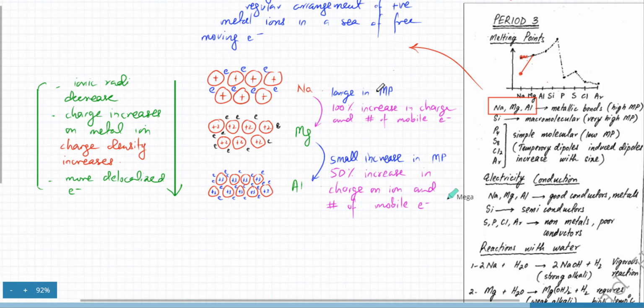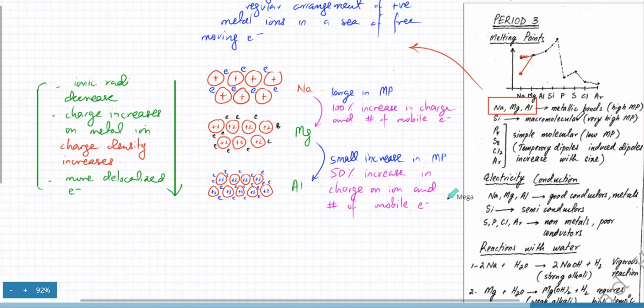Okay, and you've actually been asked about this. There's a past paper question specifically on this. So just remember this. They obviously have metallic bonds, but you have to go into the detail as well.